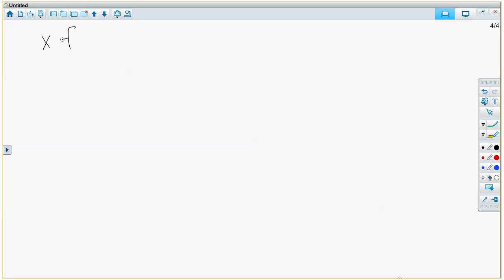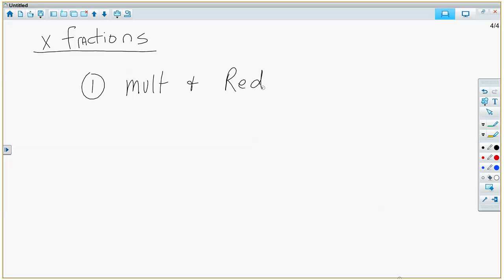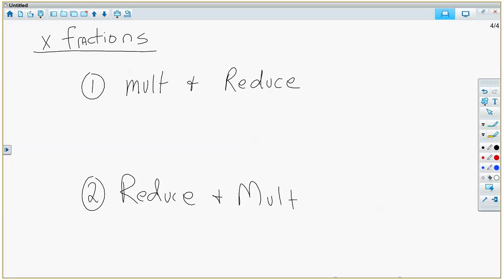Multiplying fractions. There's two ways to multiply fractions. One is to multiply and reduce. And what's the other way of doing it? Reduce and multiply. Now, which one can you do all of the time? This is the one you can do all of the time. You can't do the second one all the time.